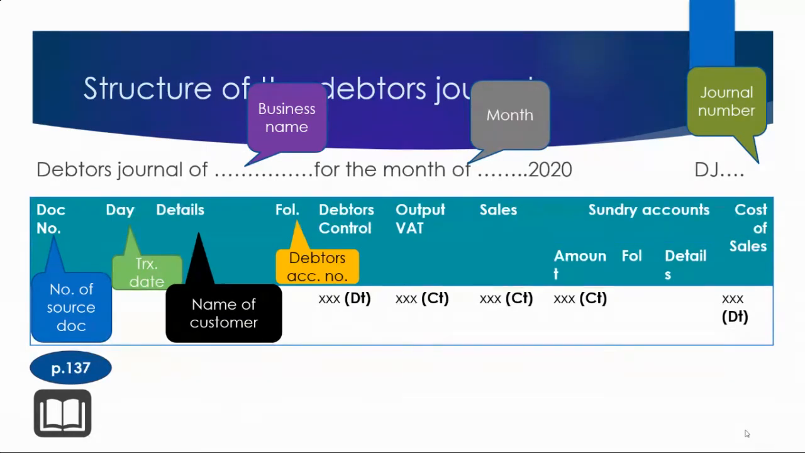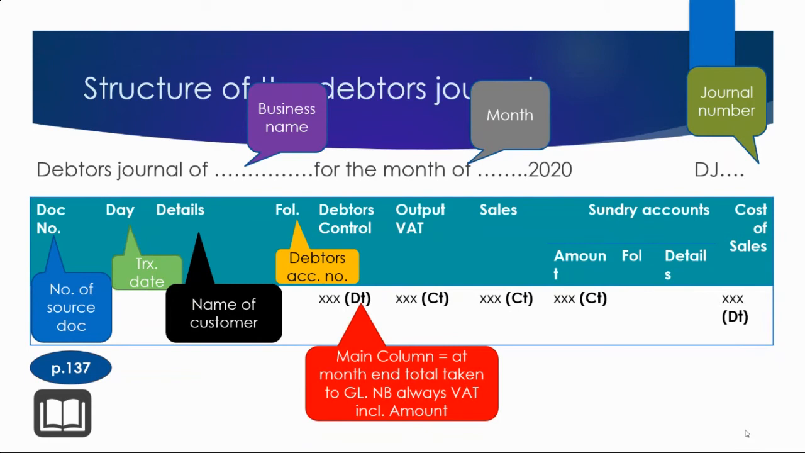Now, in your test and in your exam, they don't necessarily give you a debtors account number, so you just leave that column blank. Your debtors control is your main column, and that total at the end of the month we take to our general ledger. We don't take each and every individual transaction to it, only the total. But now remember that debtors control value includes VAT. Okay, so that amount is similar to the bank column we looked at yesterday, which is inclusive of VAT.